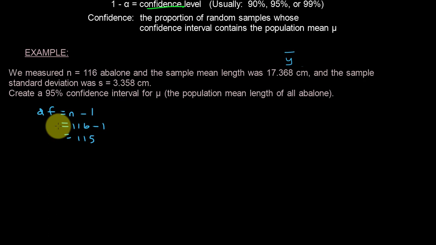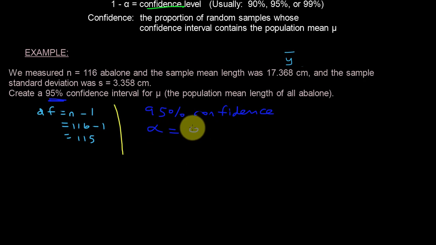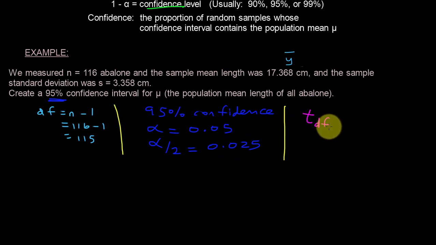Well, now what is alpha? Well, we were told that we have 95% confidence, or that was what was instructed of us. So since we have 95% confidence, the complement is alpha, 0.05. But we need to split that in half for the two tails, 0.025. With this information, we can now find our t critical value, because now we know to go to the t-table with 115 degrees of freedom and 0.025 as the upper tail area.